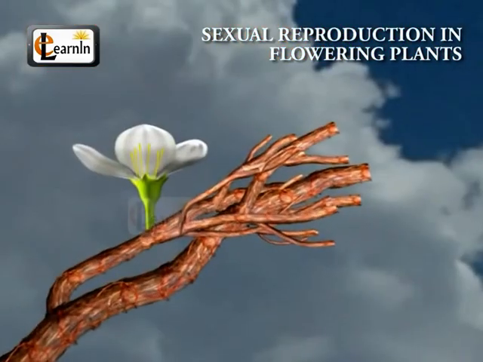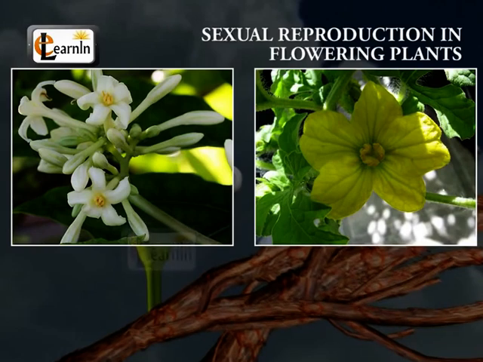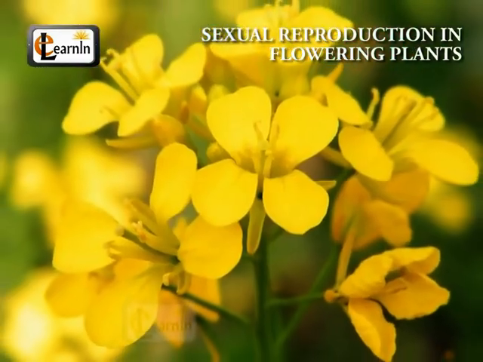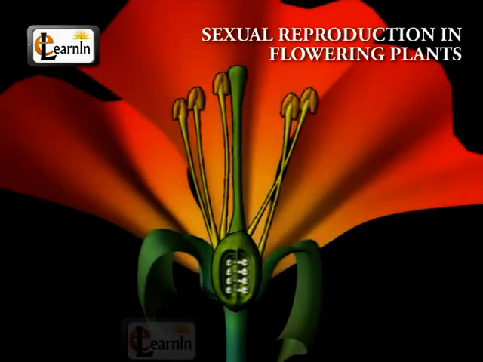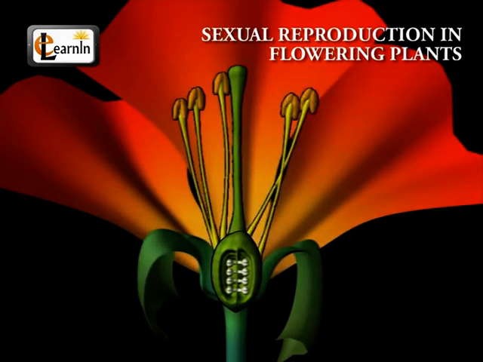The flower may be unisexual, like in the case of the papaya or watermelon, which contain either stamens or carpels, or bisexual, as in the case of hibiscus or mustard, which contain both stamens and carpels. The stamen is the male reproductive part, and it produces pollen grains that are yellowish in color. Carpels are present in the center of the flower and are the female reproductive part.